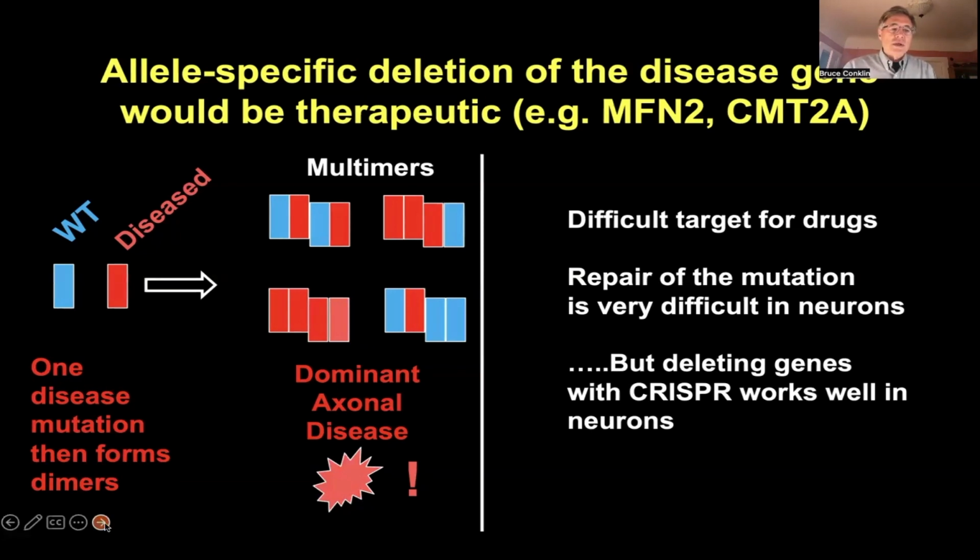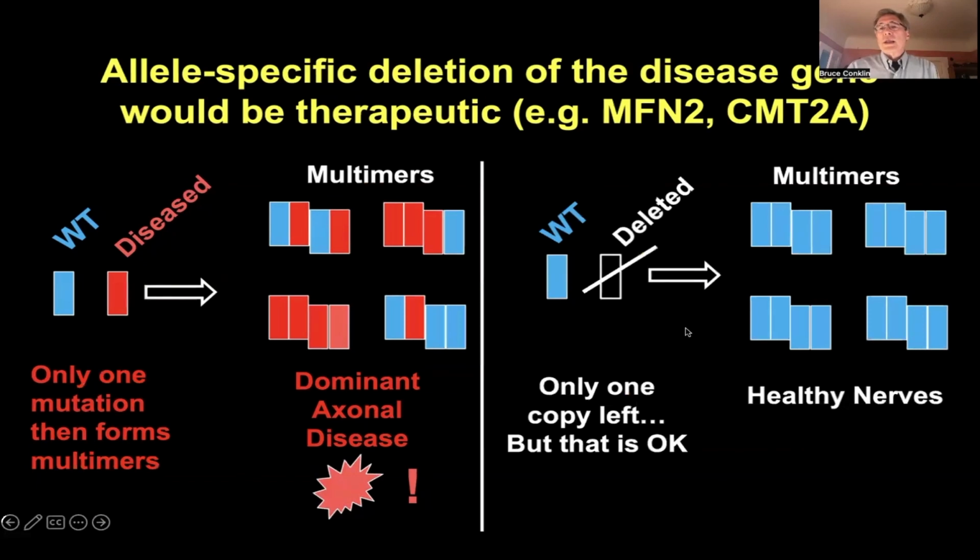could be curative. And that's because when a mutation is made, you can actually get rid of the disease gene, but leave the wild type. And then now the multimers, which would be formed, have nothing to use except perfect forms of the protein, and we have healthy nerves. And how do we know that this is okay?